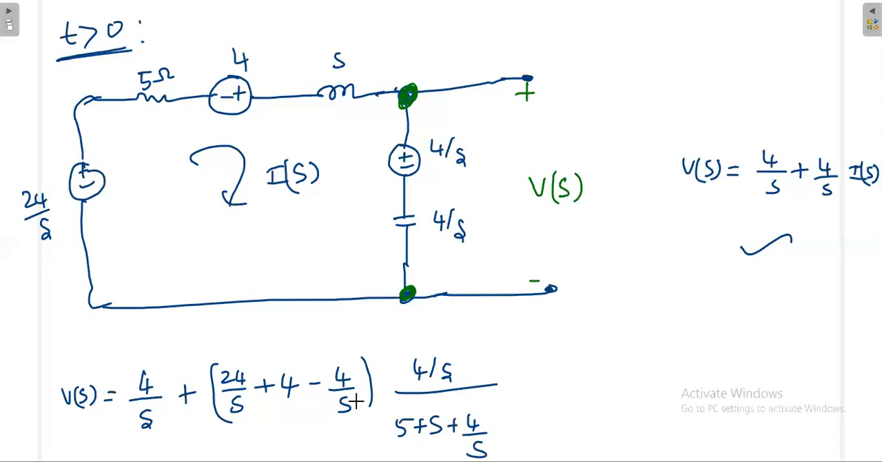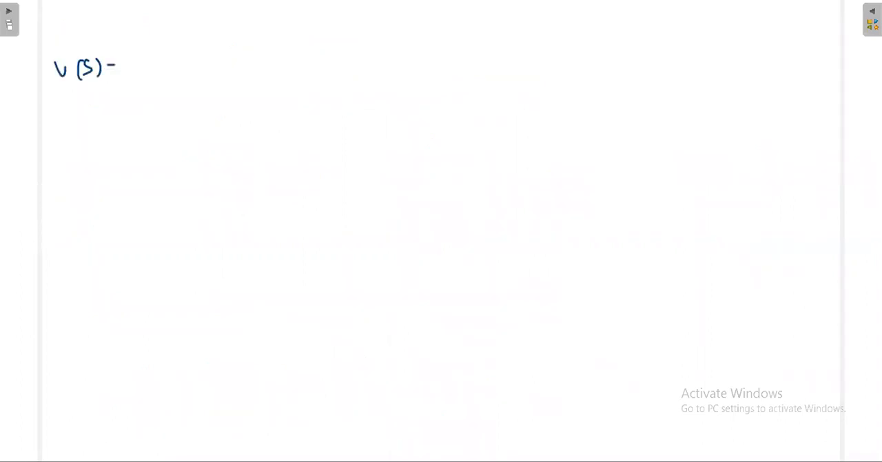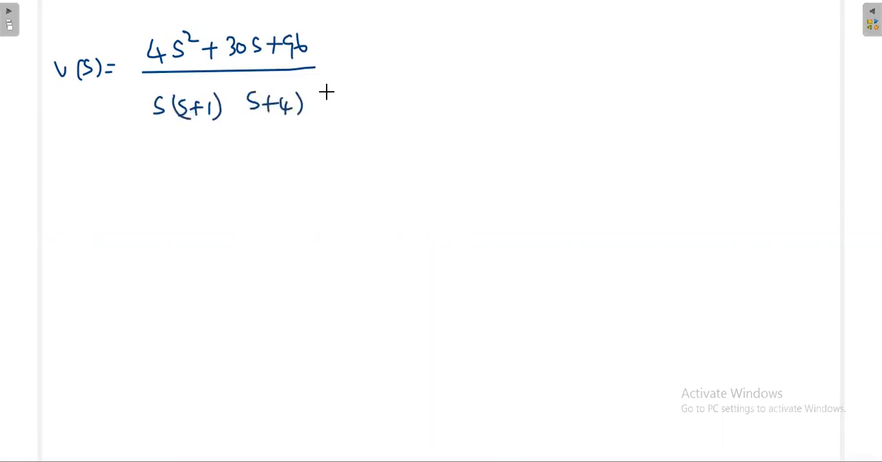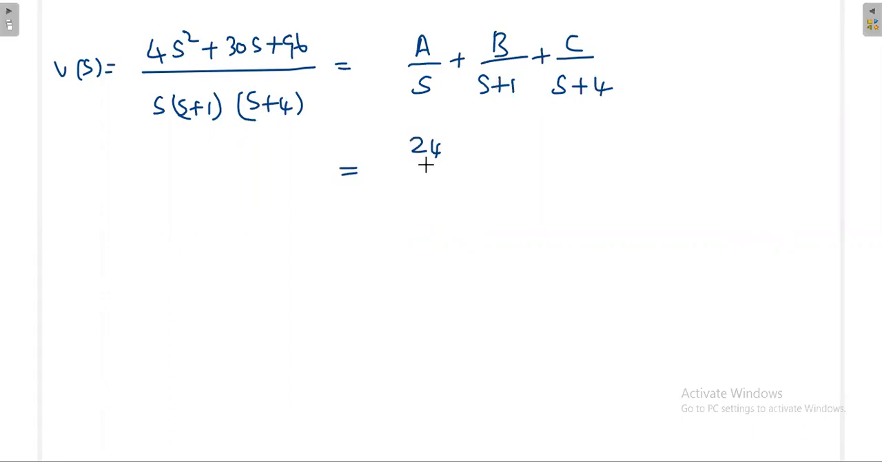Then you do the arrangement here. Once you do the arrangement, later you will get V of S equal to 4S square plus 30S plus 96 divided by S into S plus 1 and S plus 4. Then you apply the partial fraction technique: A by S, B by S plus 1, and C by S plus 4. You apply this technique, then finally you will get 24 divided by S.